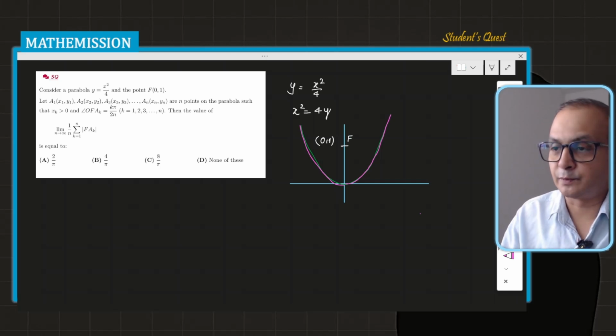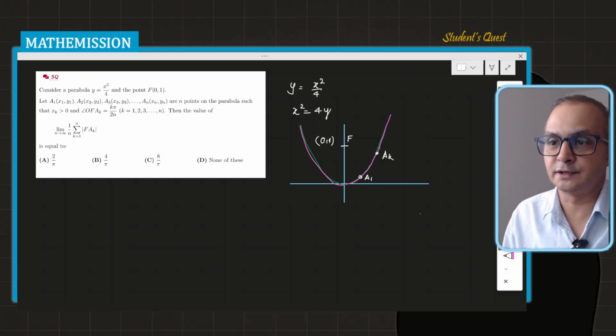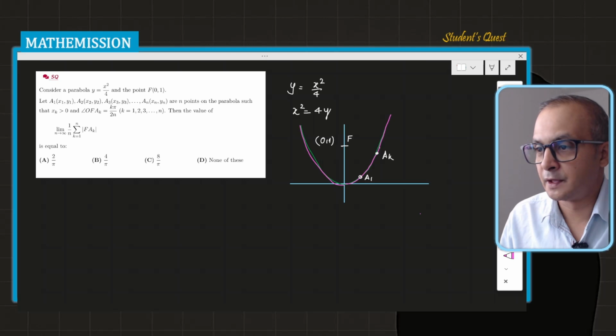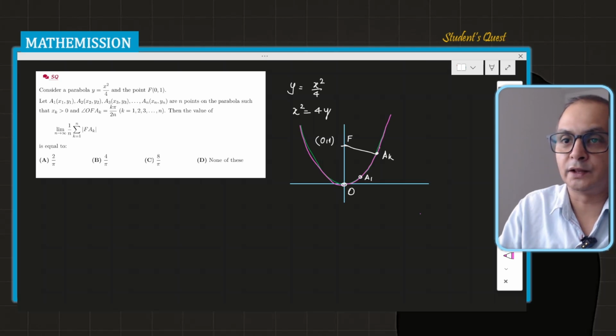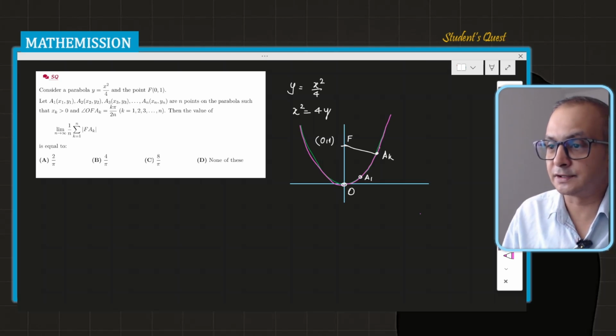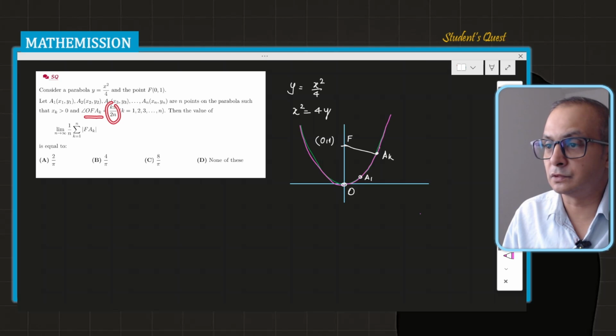Now there is a series of points. Let's say I have the first point over here, this is A1, and let's say this is Ak, and between them A2 and so on. Let's take one single point and try to understand what is happening. I'm connecting F to Ak, and there is O already here. What is actually required in this question, see carefully, is the angle OFAk, which is kπ/n. So O, F and Ak, they're asking for this angle.